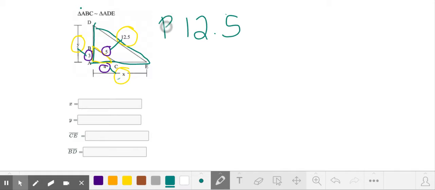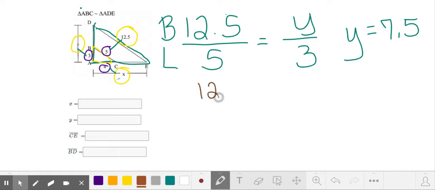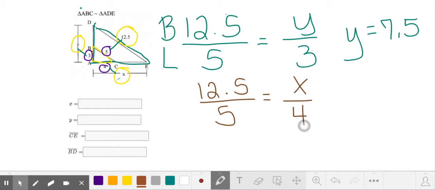12.5, which is on the big triangle, goes with 5 on the little triangle. Y goes with 3. Y is on the big triangle, 3 is on the little one. You're going to cross multiply and solve that proportion, and you should get 7.5 for y. Okay. So we're going to still use this 12.5 and 5, the big and the little, but now x goes with 4, and when you cross multiply and solve for x, you should get that x is equal to 10.